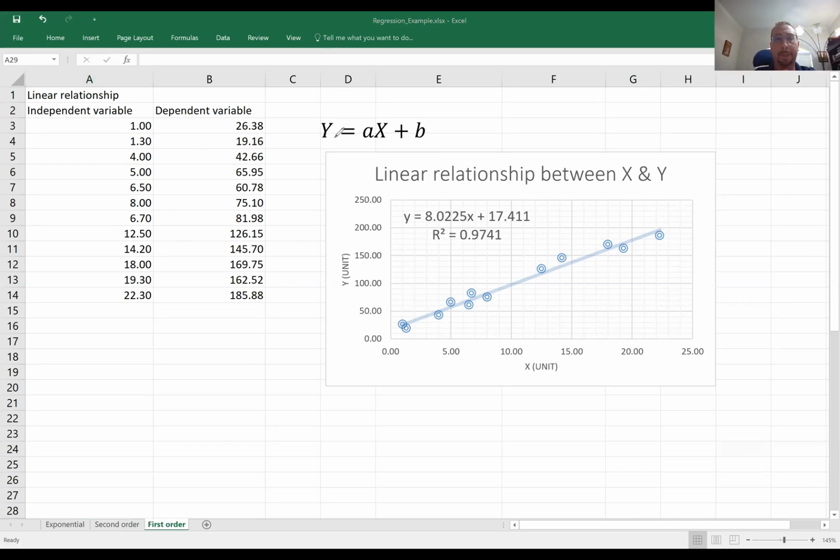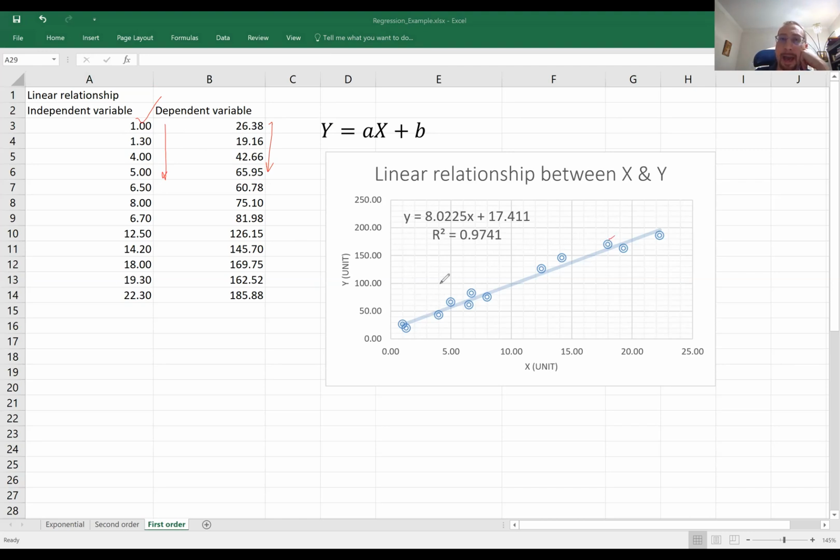So now imagine in an experiment, this column is the value of X that we measured, the independent variable X, and this column is the dependent variable Y. We changed X and we measured Y. The data is here, and I plotted the data here. These are the data points.